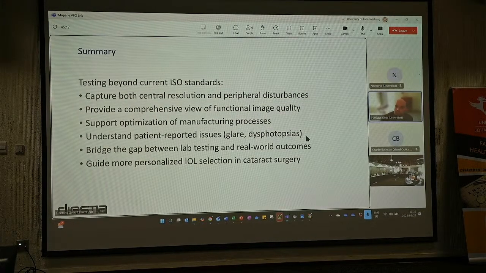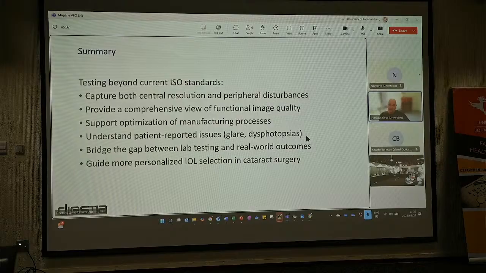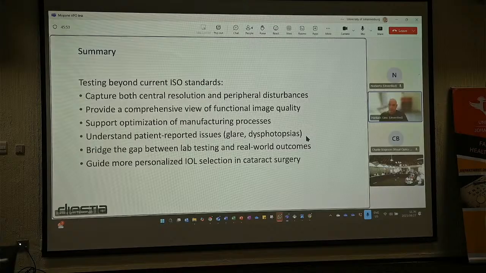The purpose is to provide a comprehensive view of the functional image quality in clinical certified lenses, to support optimization of manufacturing processes and understand patient-reported issues such as photopsias and glare, or disturbances between the four corners of vision, for example disturbance related to focal or diffractive lenses, where they see halos or loss of image quality. And these methods could bridge in-lab testing and real-world use.